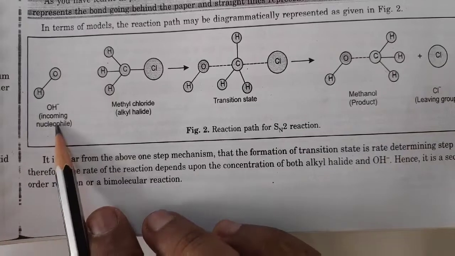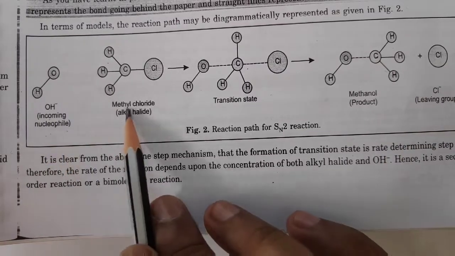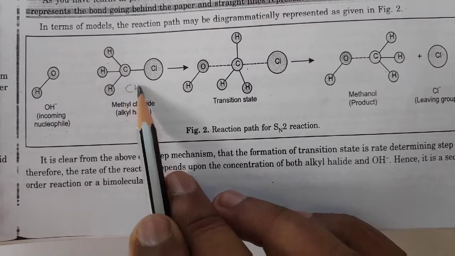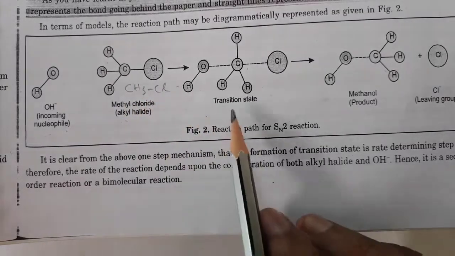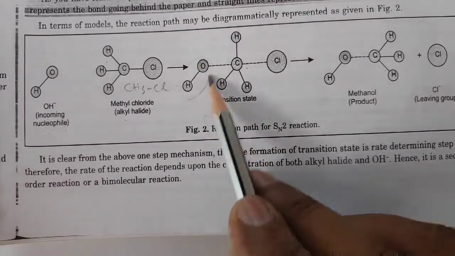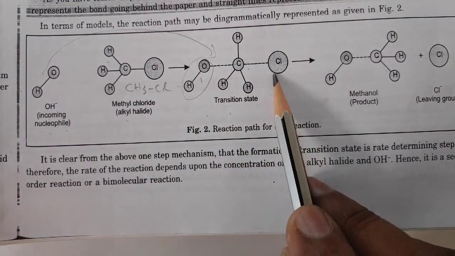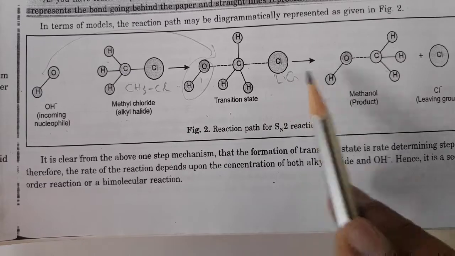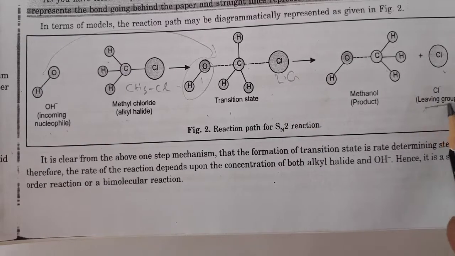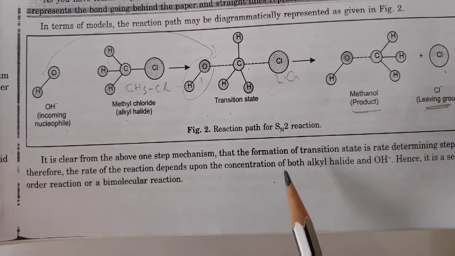You can see here OH minus, the incoming nucleophile, and methyl chloride, that is CH3Cl, you can write. Here is the transition state where this OH group, that is the nucleophile, gets attached here, right? And in this case Cl is the leaving group, it will be leaving here. You can see the leaving group is written here, and this is the product that is formed.